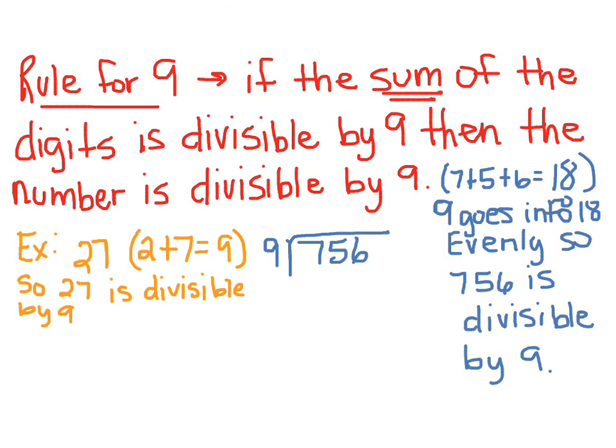The last rule is the rule for 9. The rule for 9 is exactly like the rule for 3, except it's divisible by 9. So if the sum, which means add, of the digits is divisible by 9, then the number is divisible by 9. So the first example I did in yellow says 27. So 2 plus 7 equals 9. So 27 is divisible by 9, because we know 9 times 3 is 27.